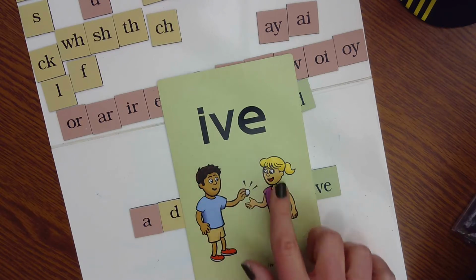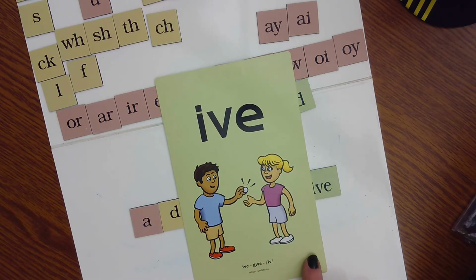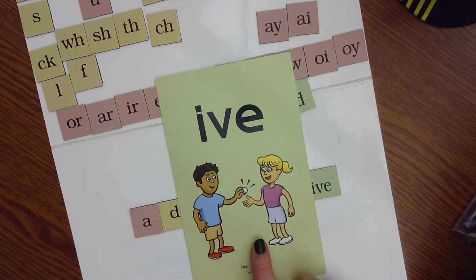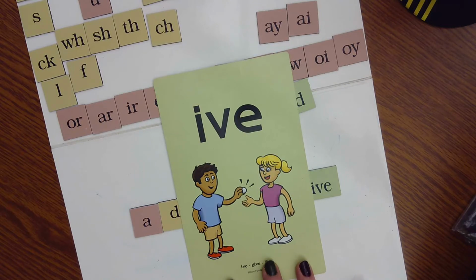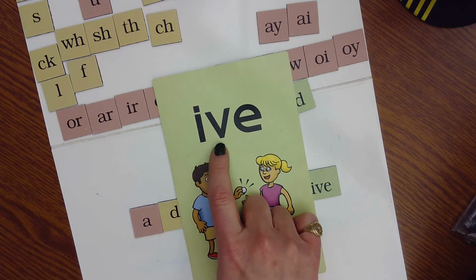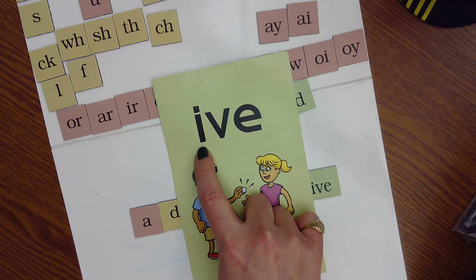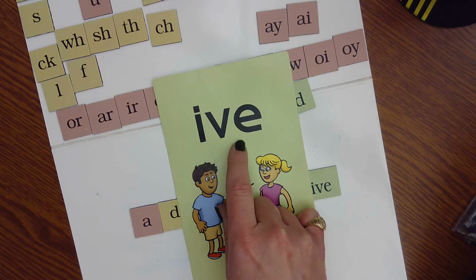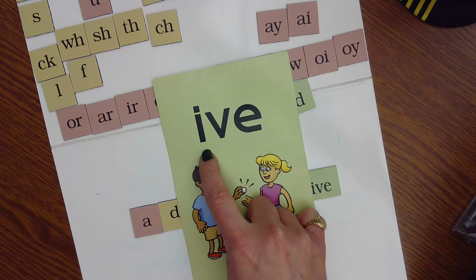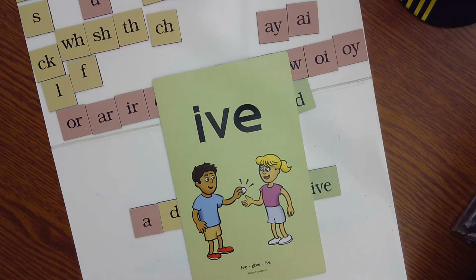So on my board, I have our new glued sound card. Can you repeat after me? I-V-E, give, iv. Excellent. And this is on a green glued sound card because this doesn't play fair. We have been learning that when we have a vowel, a consonant, and a silent E, this E is helping the first vowel say its name, make the long sound of that vowel. So we've been learning that this should say I've, but it doesn't. It says iv.